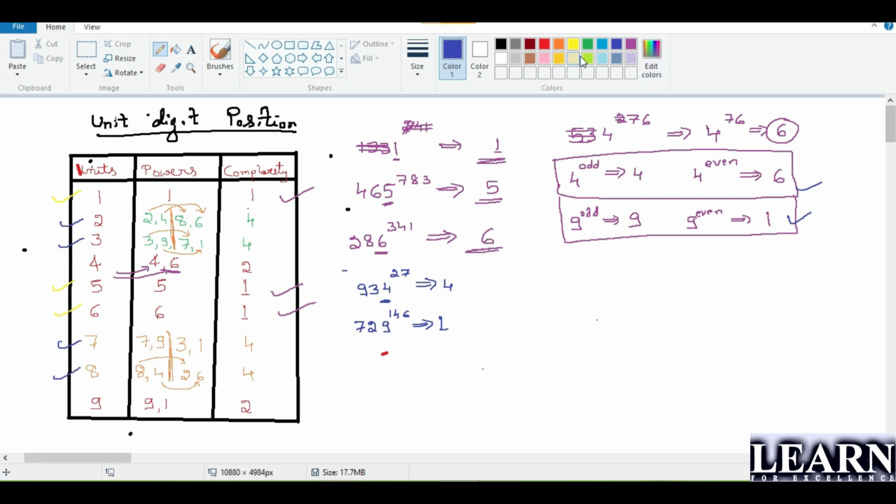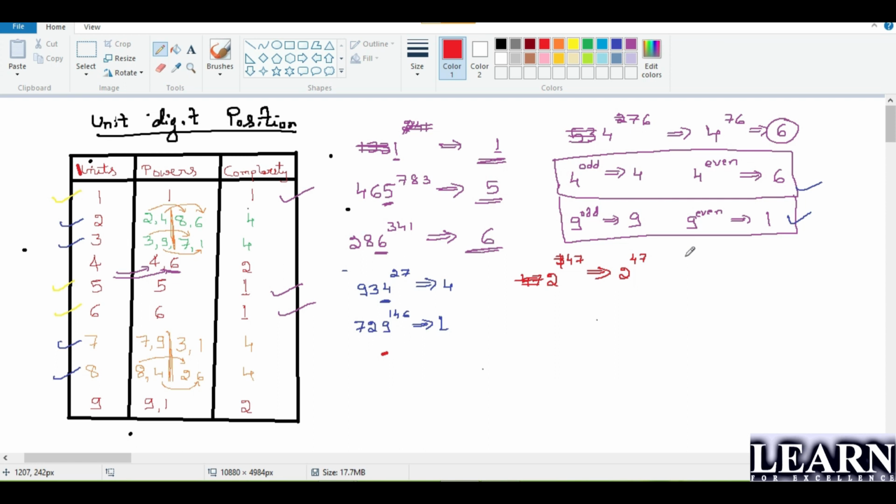Now if I'm talking about 2, 472 to the power of 347. Guys, this is a number which ends with 2. So we need to understand how it is going to work. First what we have to do is eliminate, or ignore, the numbers which are not required. So I can write this in simple format, that is 2 to the power 47.